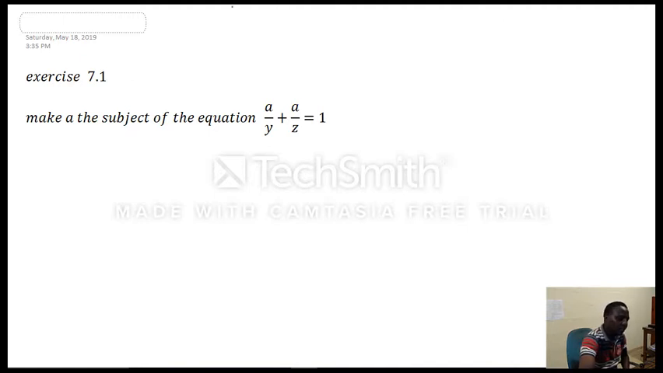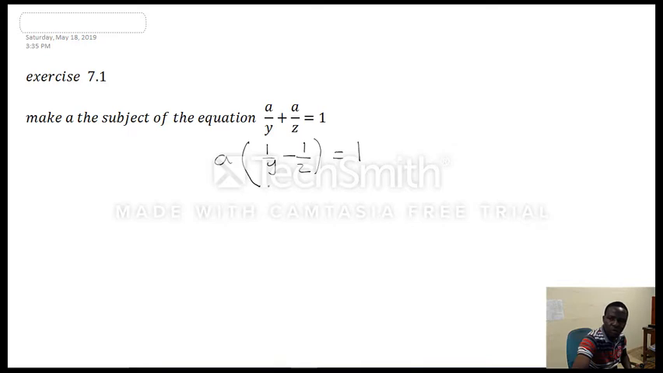So let's first of all factorize out A. So if you factorize out A, you have A into bracket 1 over y minus 1 over z is equal to 1. Now, we can easily multiply or divide both sides by what we have in this bracket.